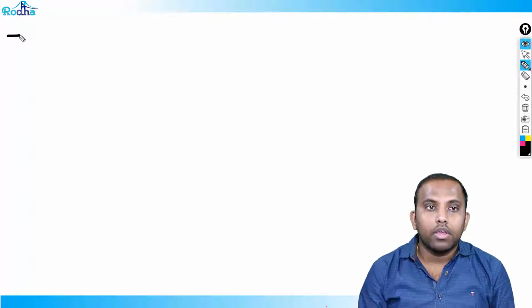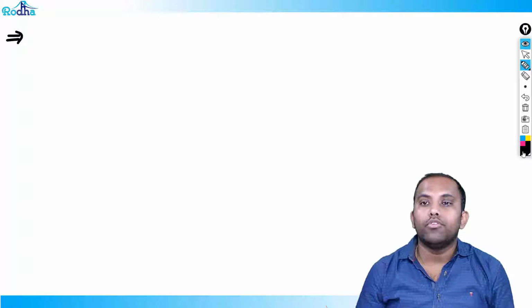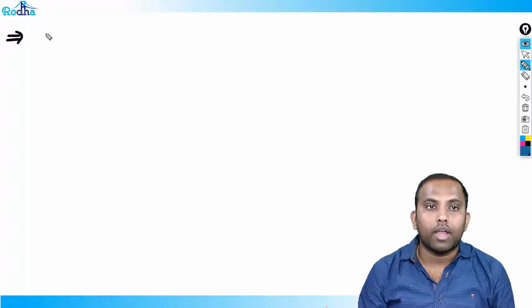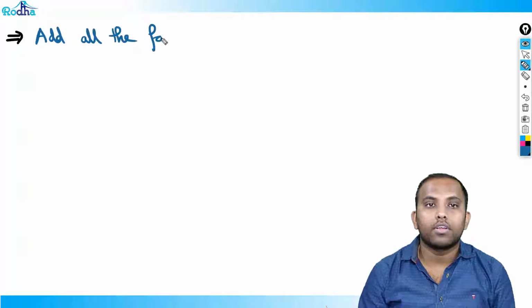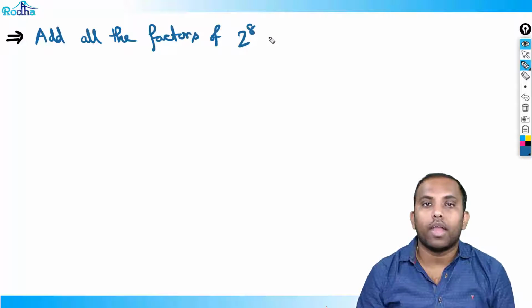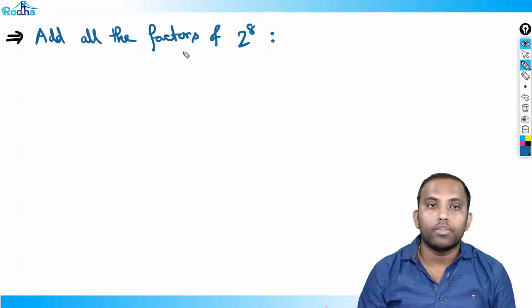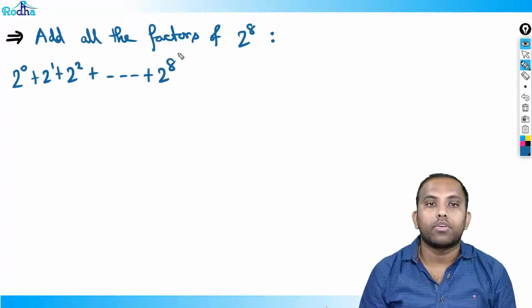Now, what is the formula of GP? Because here we will be using this geometric progression, because sometimes the terms will be very large. Suppose this is a GP, and the question is to add all the factors of 2 raised to 8. What is the summation? That means 2 raised to 0 plus 2 raised to 1 plus 2 squared till 2 raised to 8.